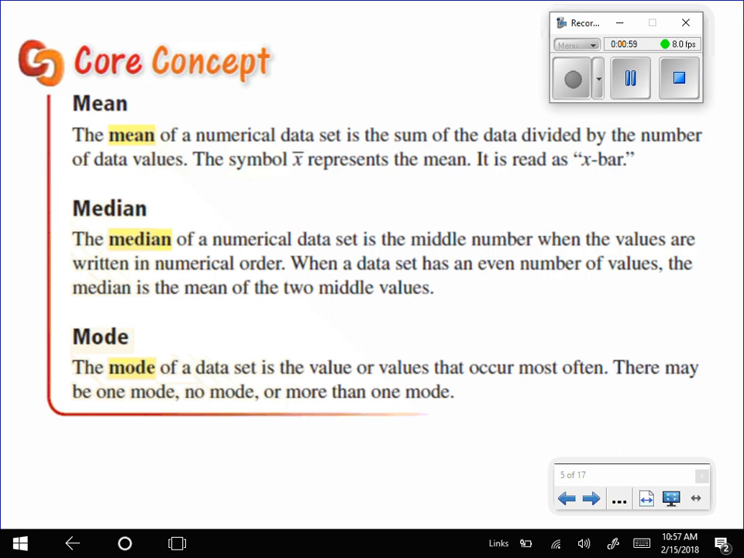But let's walk through each one of these. The mean of a numerical data set is the sum of the data divided by the number of data values. Another way to say it, it's the average. You've done this before. The median of the numerical data set is the middle number when the values are written in numerical order. Pretty simple. If we write them out in numerical order, we work our way to the middle. The mode is the one that you find most often, and there may be one mode, no modes, or more than one mode. And then, as I said, measure of variation here, a little different.